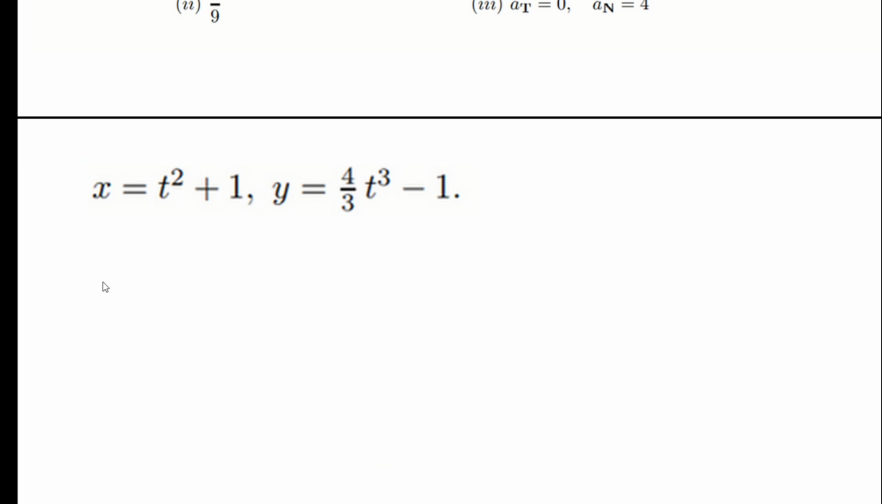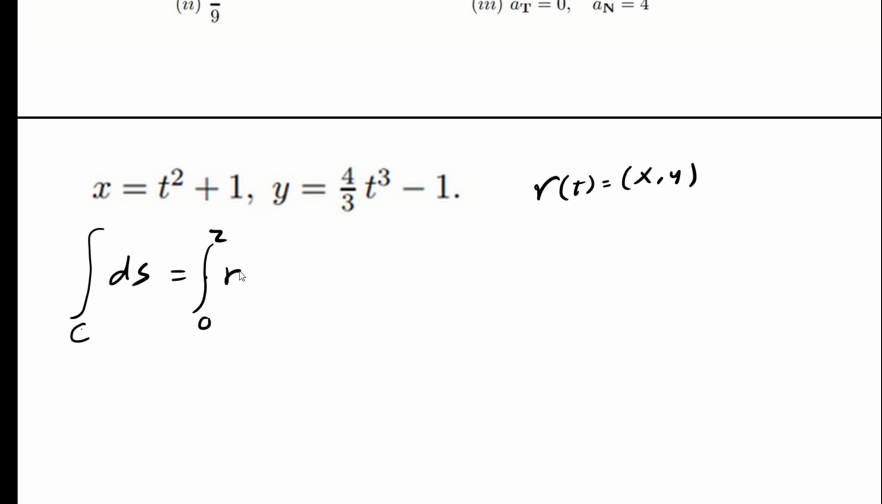Okay, so this is parameterization, and we want to find the arc length from 0 to 2. So if you recall, arc length, we're integrating over the curve. It's just this. So in terms of line integrals, it's that simple. Okay, so we're integrating 1 with respect to ds. So let's see, if I write r of t as x, y, this becomes, just like we do any other line integral, the integral from 0 to 2 of norm r prime of t dt.